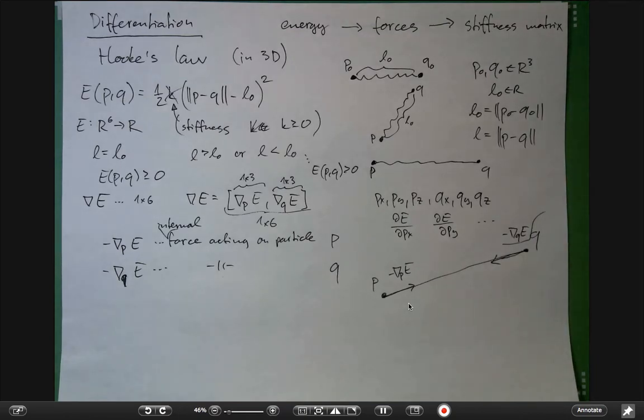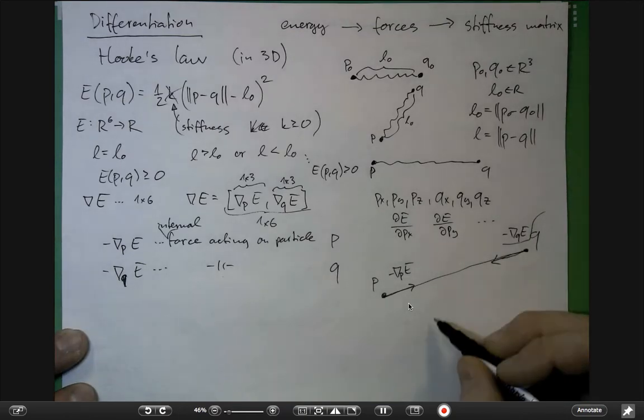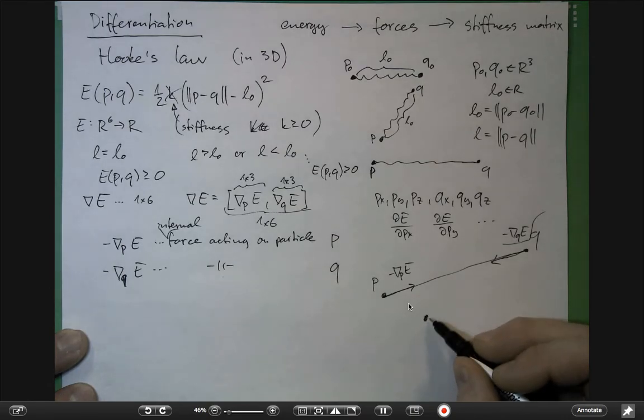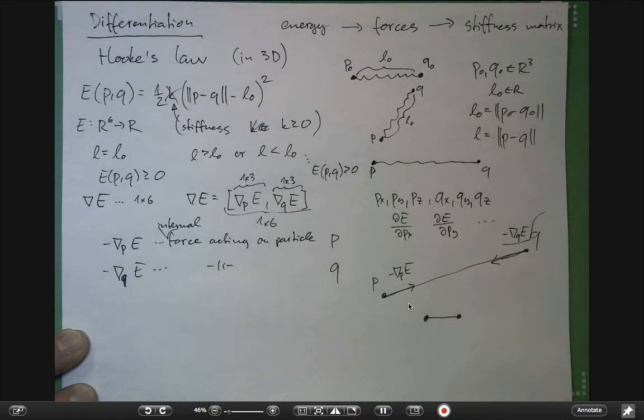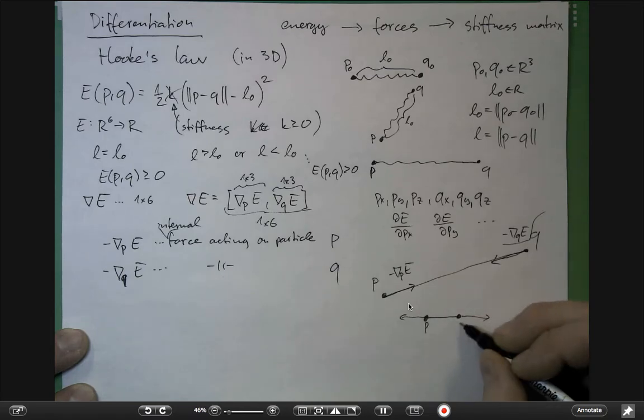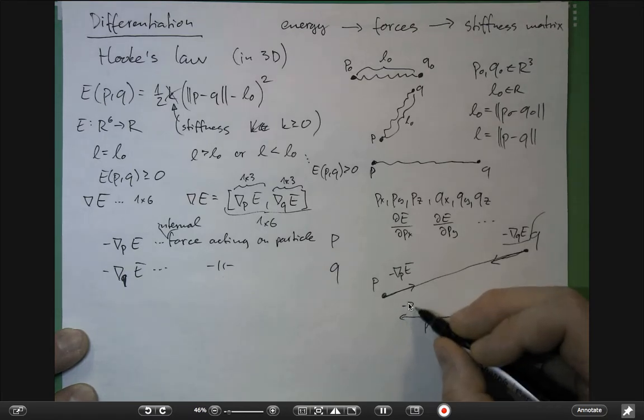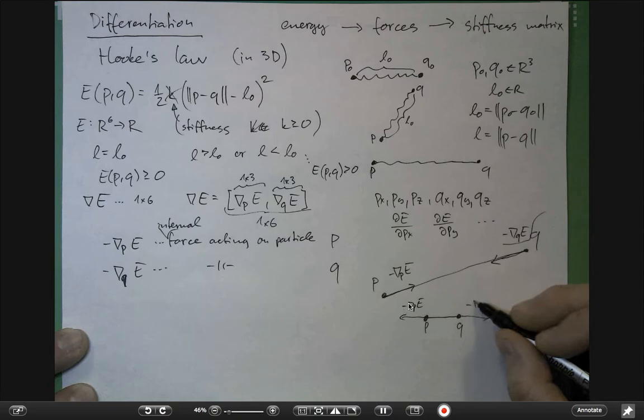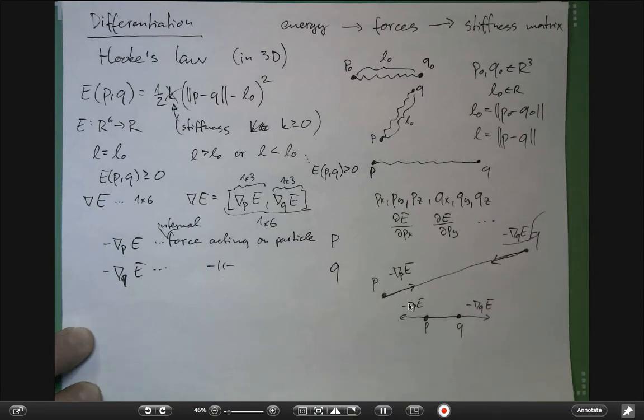Okay? Now what if I compress the spring instead? So if I took the spring and compressed it a lot, then where will the forces be acting now, do you think? Will they be pointing in the same direction? No, they will be pointing in the other direction, right? So this is my P and Q, my minus gradient, yeah.